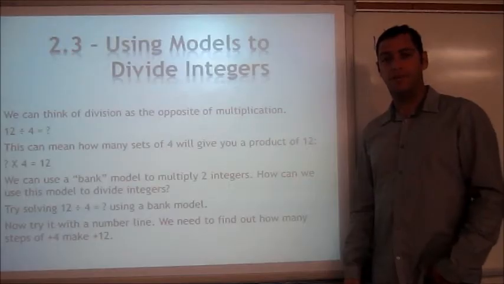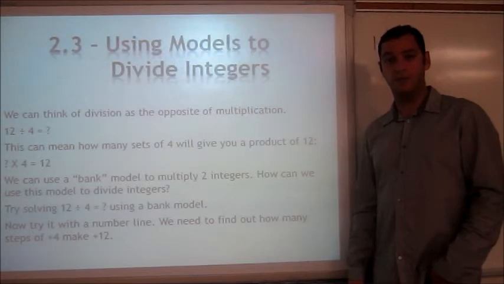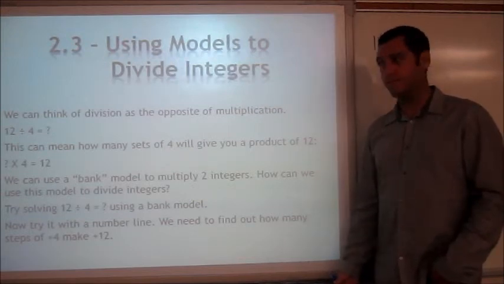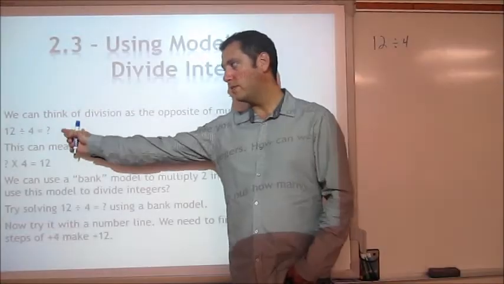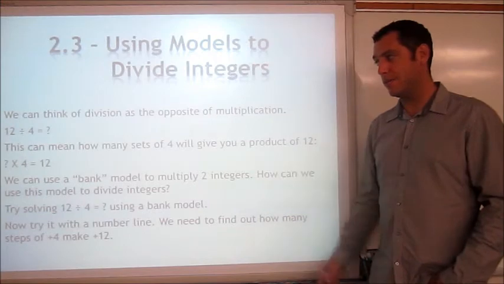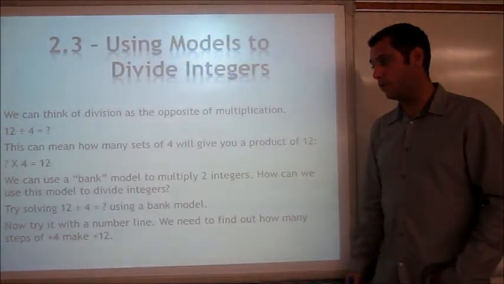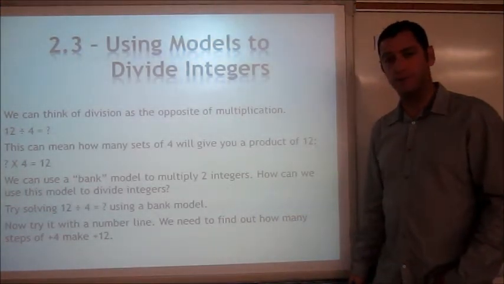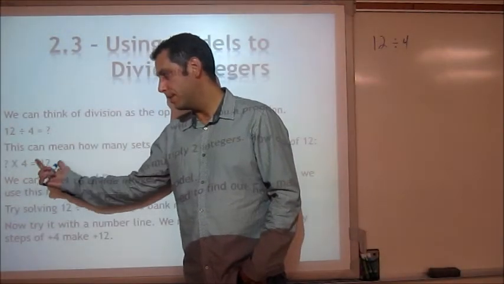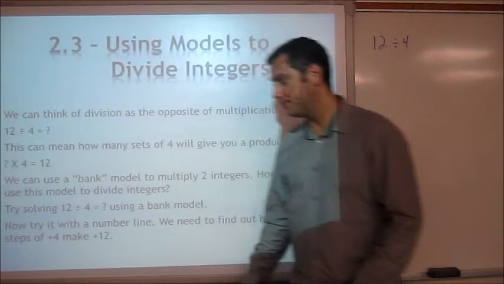Topic 2.3, using models to divide integers. We can think of division as the opposite of multiplication. So if we take a problem like 12 divided by 4, this can mean how many sets of 4 will give you a product of 12. In other words, what do we multiply by 4 to get 12?